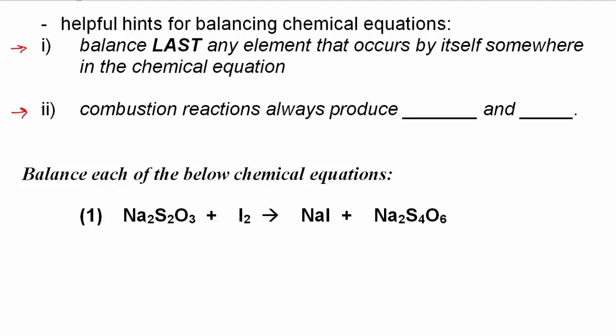Balance last any element that occurs by itself somewhere in the chemical equation. So let's say we have a chemical equation, and somewhere in here we have O2. So that's an element all by itself. It's just oxygen, so balance it last, right? Or let's say you had somewhere Fe, iron, all by itself. Balance it last, okay? Whenever you have an element on its own, just balance it last.